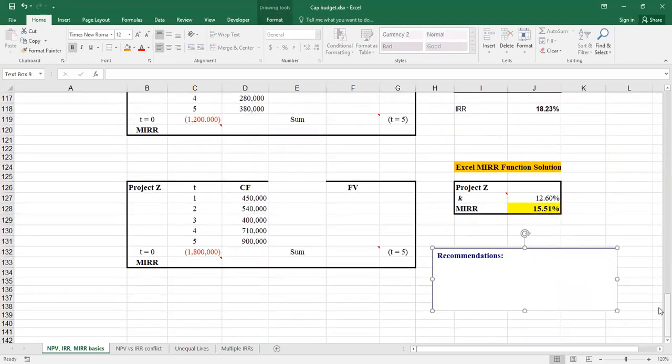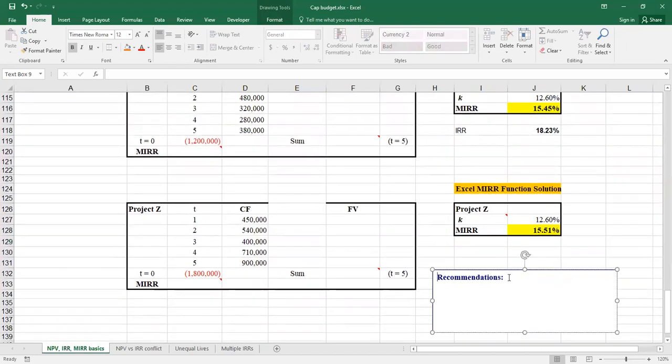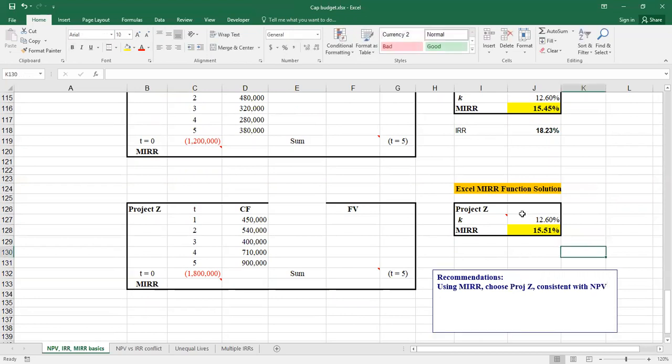Sining pipili in based on MIRR. Project Z. Project Z na. Okay? So notice na kapag ginamit natin si MIRR, we are now consistent with NPV. Using MIRR, use project Z, which is consistent with NPV. Okay, so MIRR and NPV will always be the same.